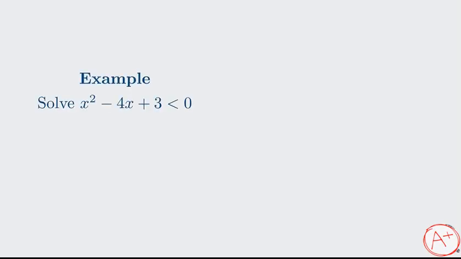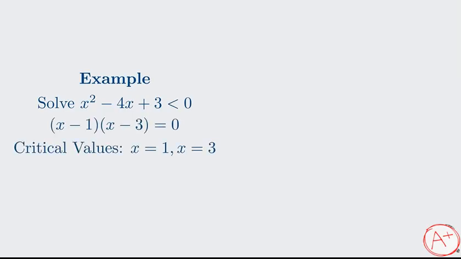Let's look at an example. Solve x squared minus 4x plus 3 is less than 0. Let's find the critical values first. Factorizing the quadratic gives us x minus 1 times x minus 3 equals 0. So our critical values are x equals 1 and x equals 3.